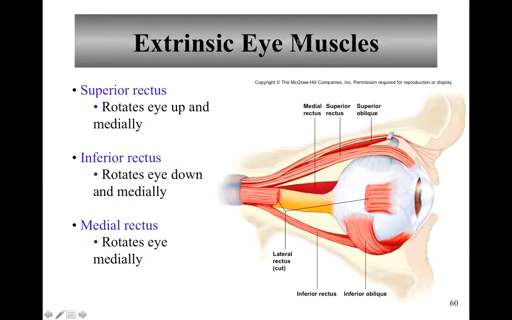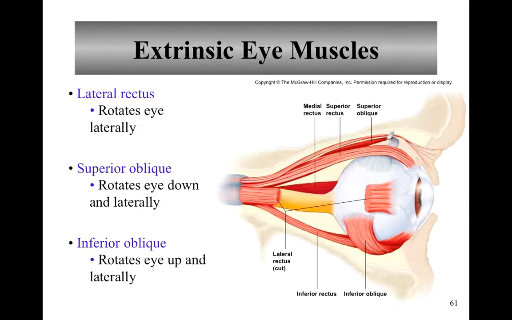All right, the extrinsic eye muscles. Superior rectus rotates the eye up and medially, inferior rectus down and medially. And this is just kind of a review from AMP1. Medial rectus just rotates the eye medially. Lateral rectus rotates the eye laterally. Superior oblique rotates the eye down and laterally, and inferior oblique up and laterally. This one is a good one for rolling your eyes.